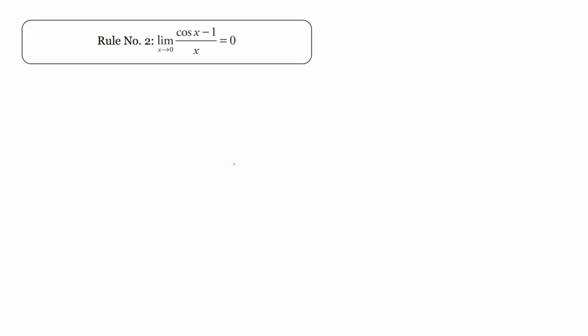And rule number 2: the limit as x approaches 0 of (cosine x minus 1) divided by x is equal to 0. Let's see how we prove this one. When x approaches 0, the bottom is almost equal to 0, right? And cosine x is almost equal to 1, and 1 minus 1 is almost equal to 0. So it's a 0 over 0 case. These two are both relatively small, so we cannot determine the limit directly.